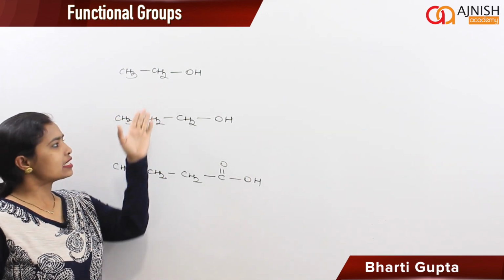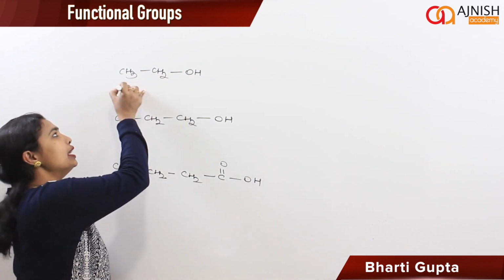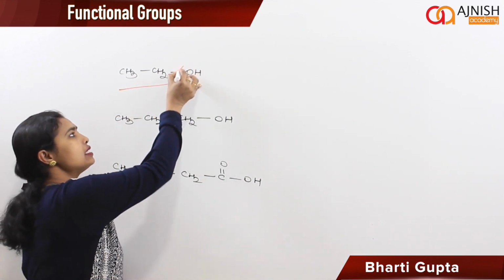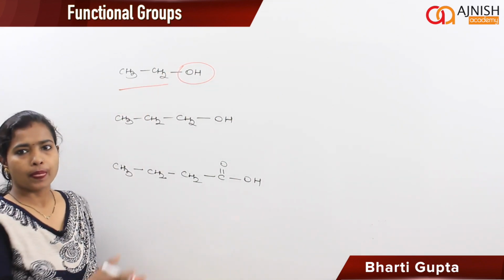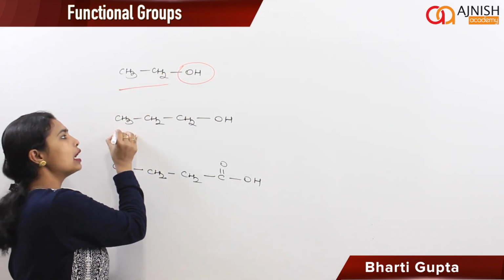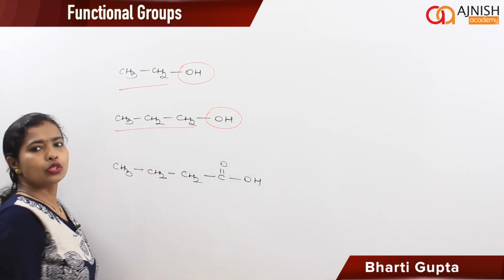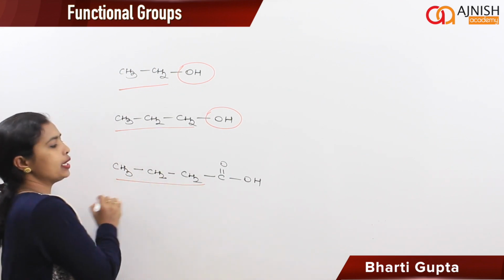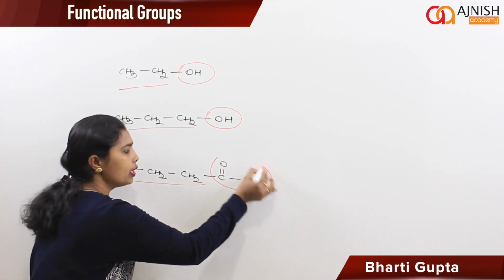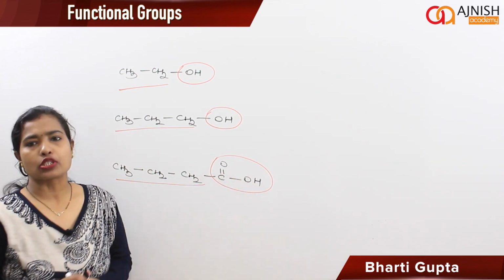Now if we see these examples, here there is a carbon chain and this is a group of two atoms, the OH group. In this example, there is a carbon chain and other than the carbon chain there is an OH group, and in this case this is again a carbon hydrogen chain and this is a group of atoms which we will call the functional group.